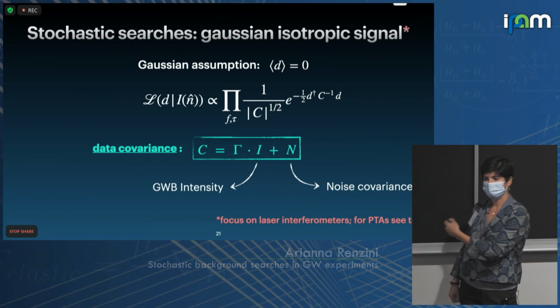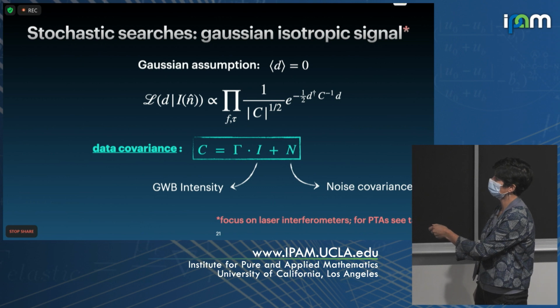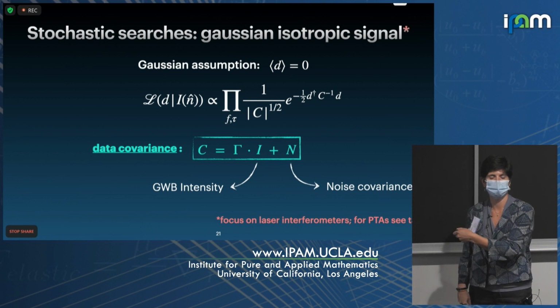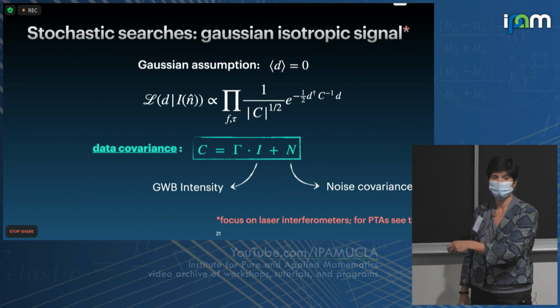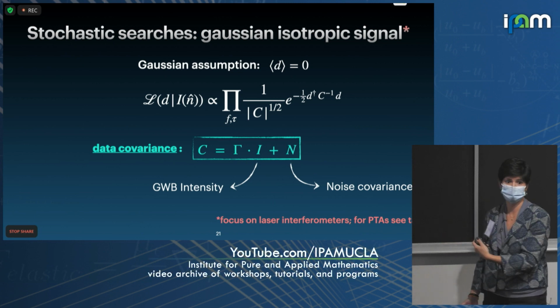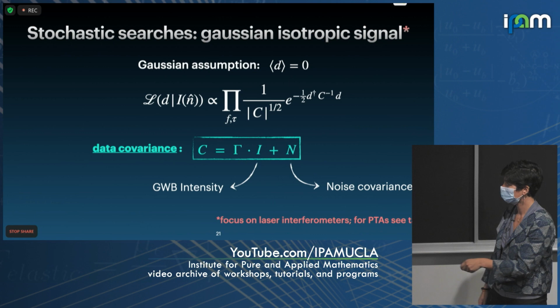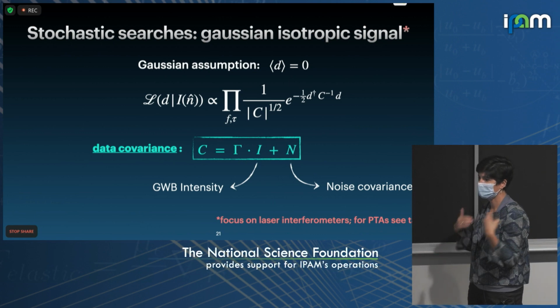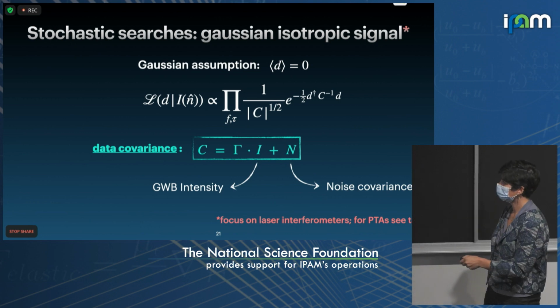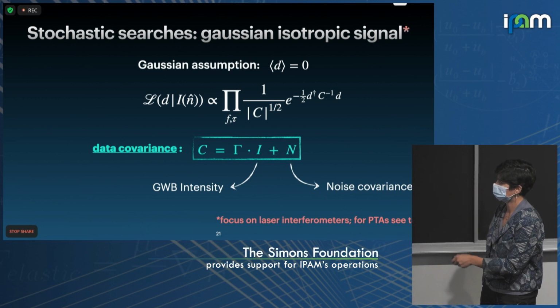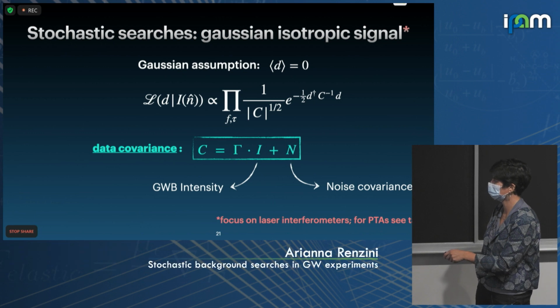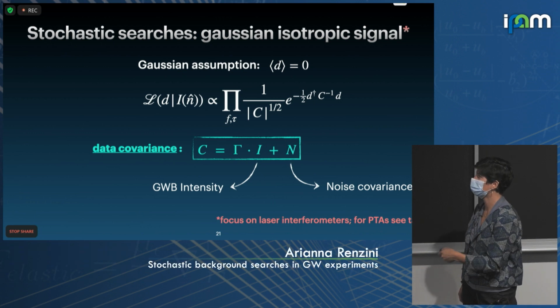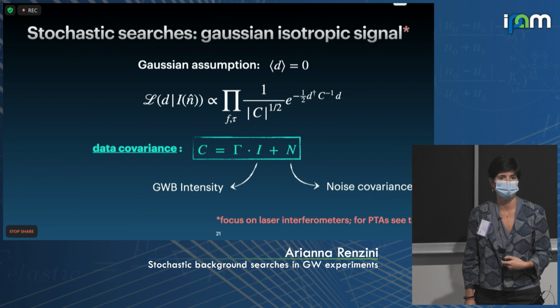The one that Tyson wrote down earlier, you had a D minus H, where H was your model, and that's where your parameters come in. Where do the parameters come in for a stochastic search if everything is just average zero? Well, they come in the data covariance, right? So the data covariance is effectively our cross-correlation statistic, and that is where the intensity of the gravitational wave background features. So all the information that we're interested in is captured in the covariance, and then we assume that the noise covariance is actually well measured by the autocorrelation of a detector.